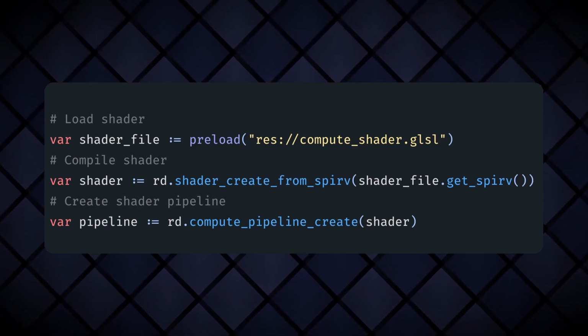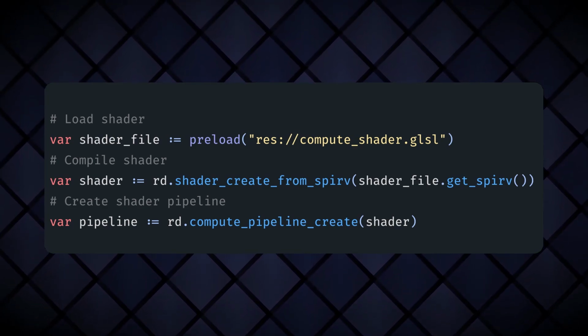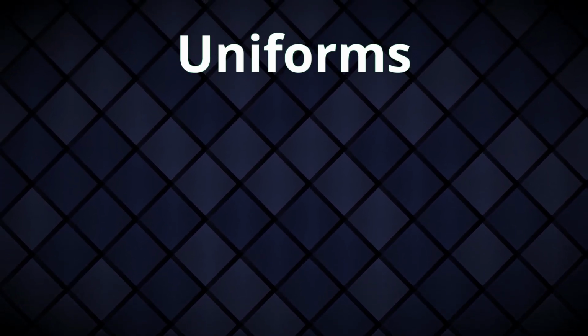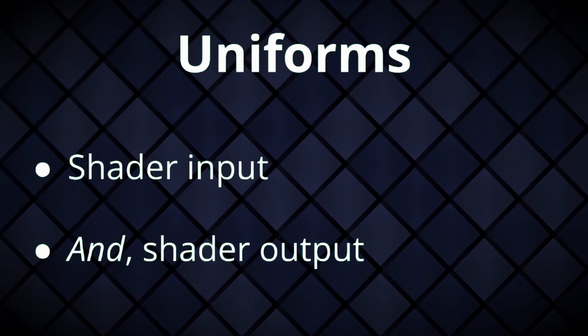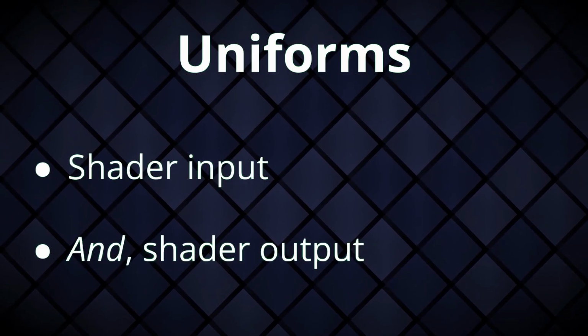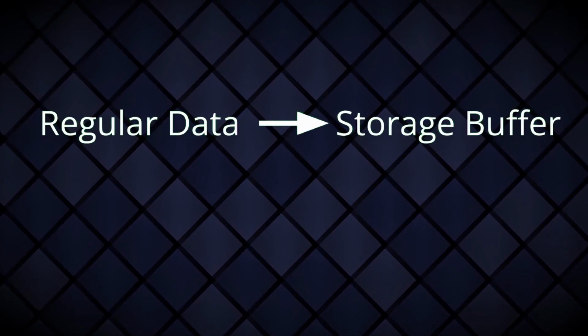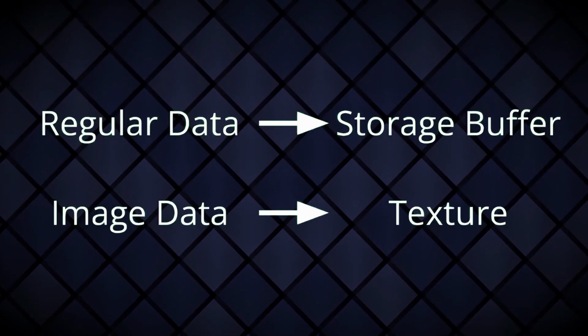So we're about halfway done with initialization. We have our shader file loaded, but we don't have any uniform data yet. When using compute shaders, uniforms refers to the data that gets passed in and out of a shader. For the most part, when you're dealing with compute shaders in Godot, uniform data is almost always either going to be stored as a storage buffer for regular data or a texture for image data.